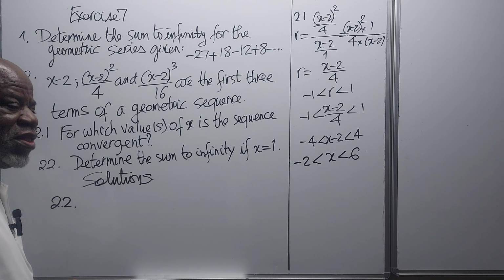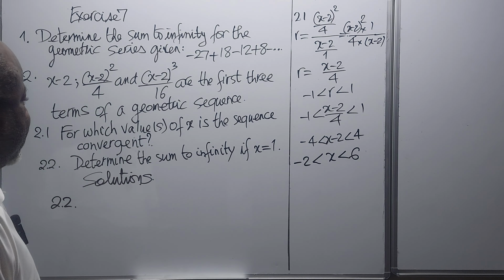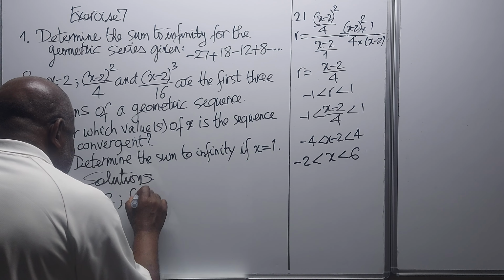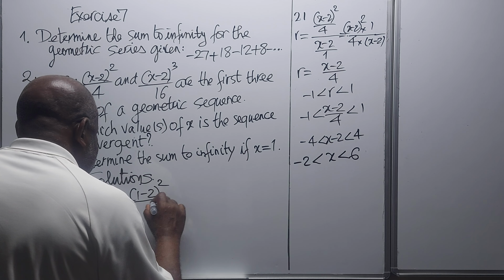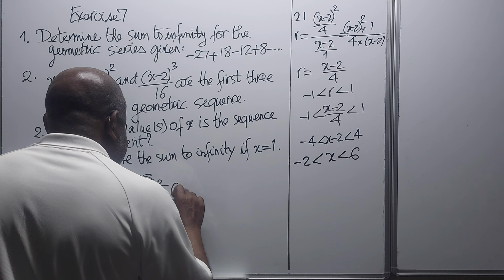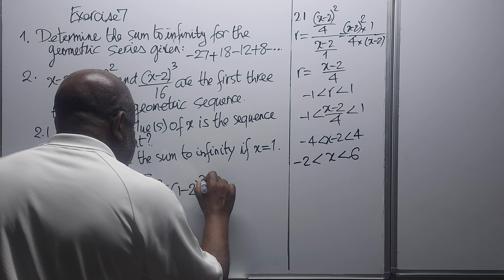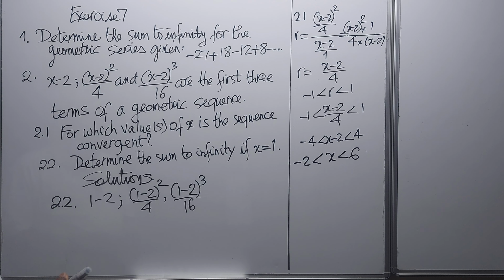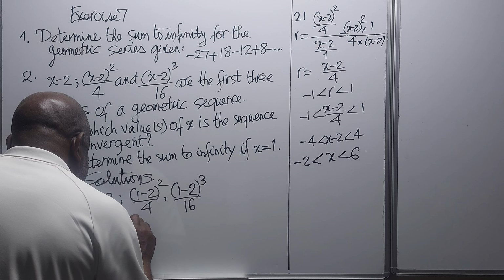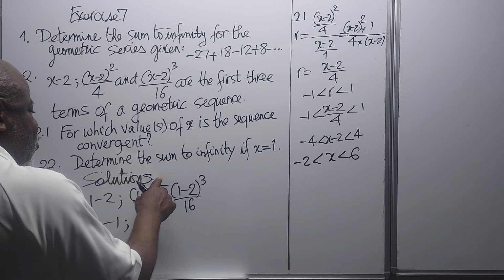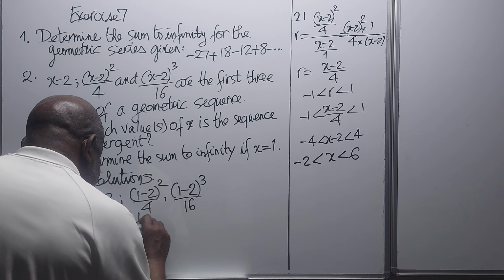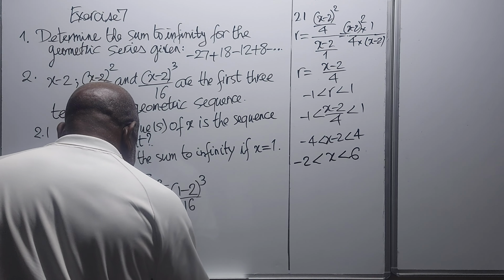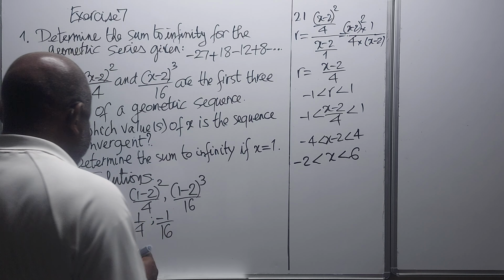Determine the sum to infinity if x is equal to 1. If x is equal to 1, we're going to replace here 1 minus 2. 1 minus 2 squared over 4. And the third one will be 1 minus 2 cubed over 16. This is our first three terms. So we'll be having here negative 1. The second one will be 1 minus 2 squared. We're getting 1 over 4. And the third one will be 1 minus 2 cubed. We're getting negative 1 over 16.